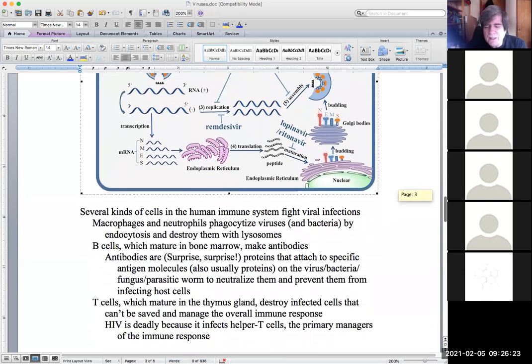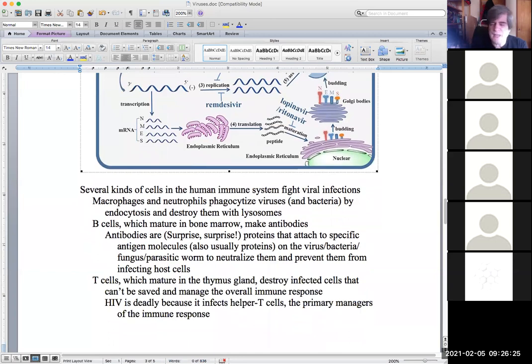So let's look at how your immune system fights off an infection, like if you get COVID-19. And notice what we're talking about here, even though we're focusing on viruses, also applies to bacteria and to fungal infections like ringworm or athlete's foot. Ringworm isn't caused by a worm, it's caused by a fungus. And it's also the same way that your immune system fights parasitic worms and things like that that might get into your body.